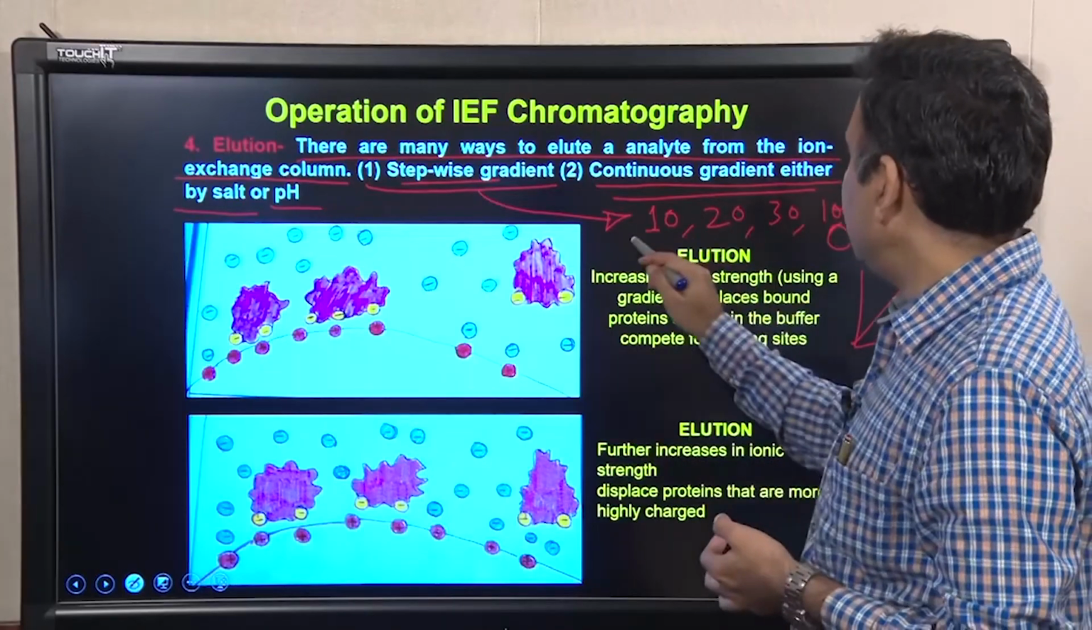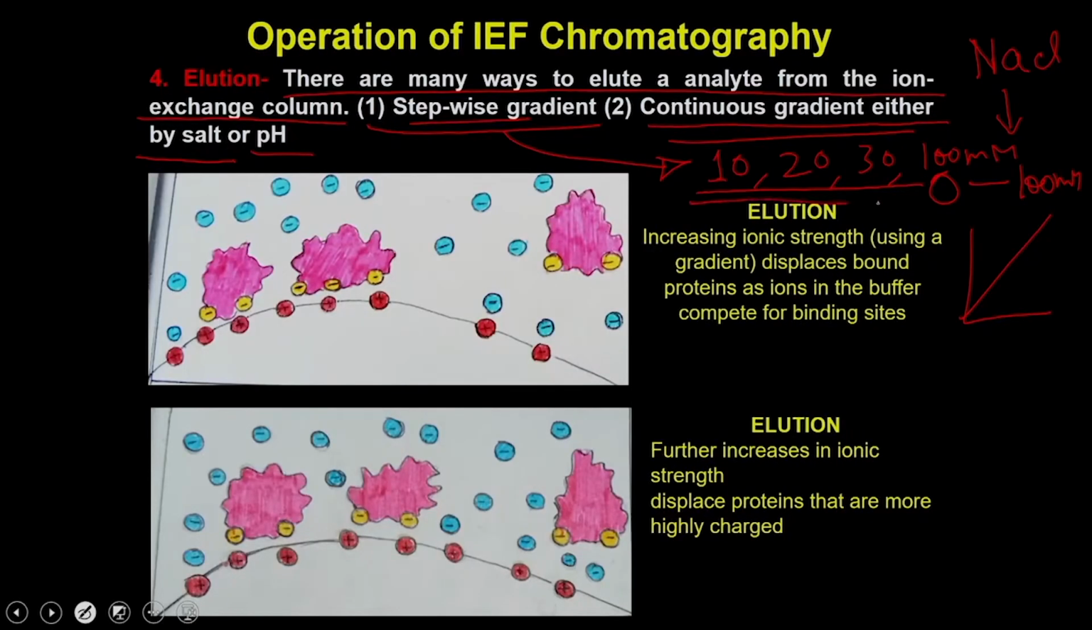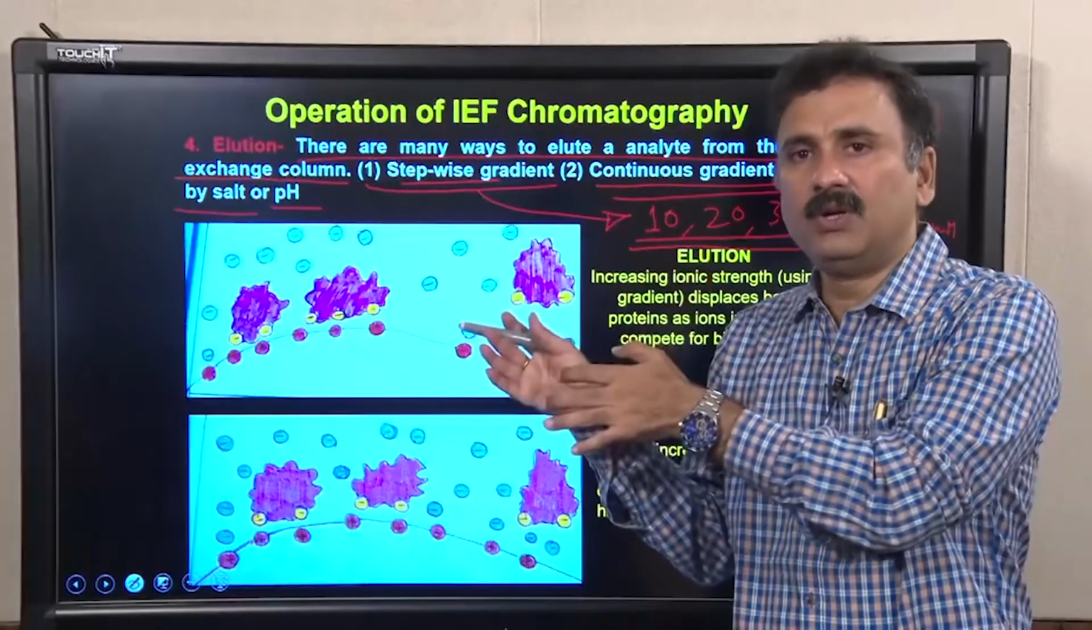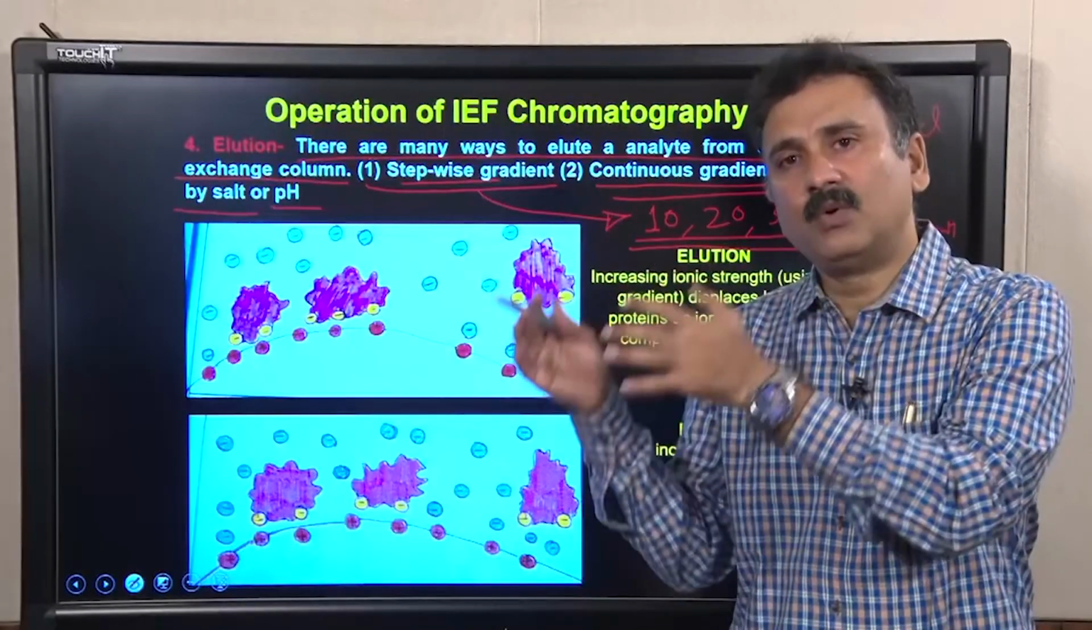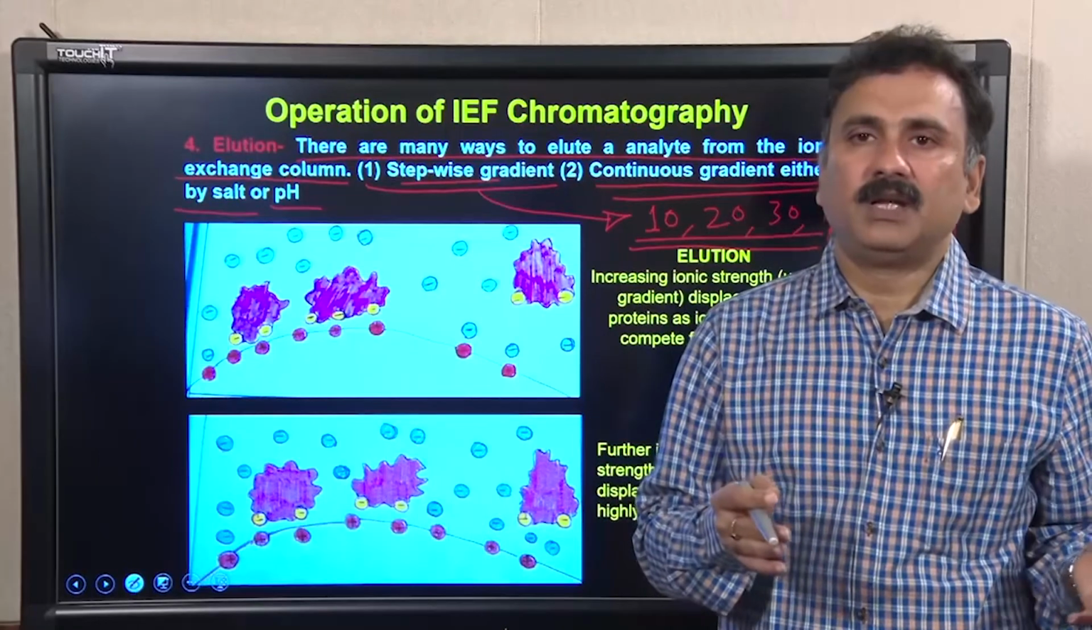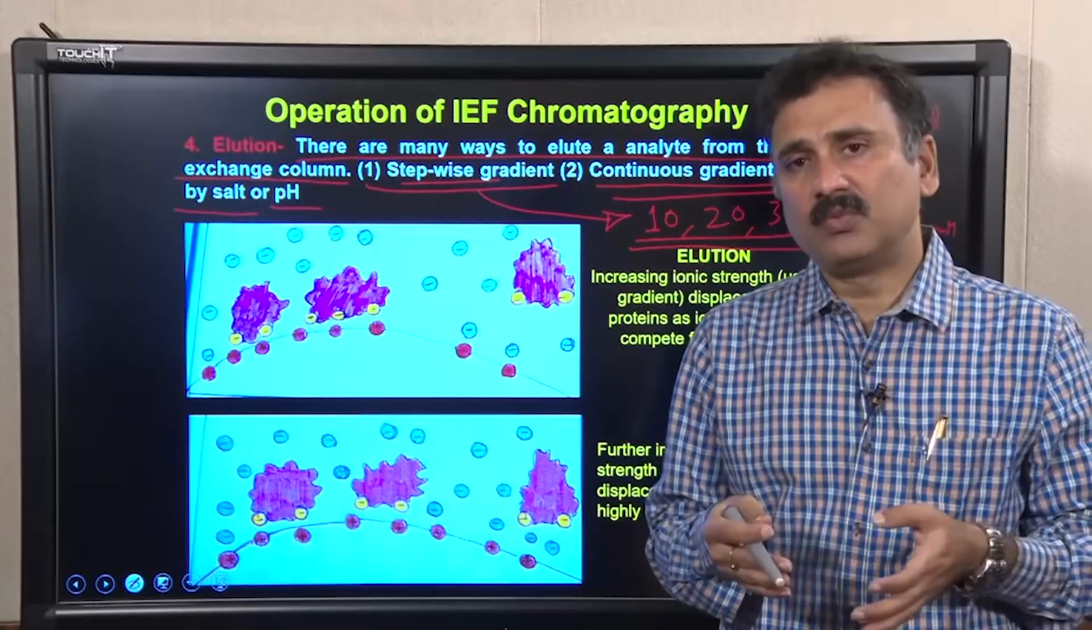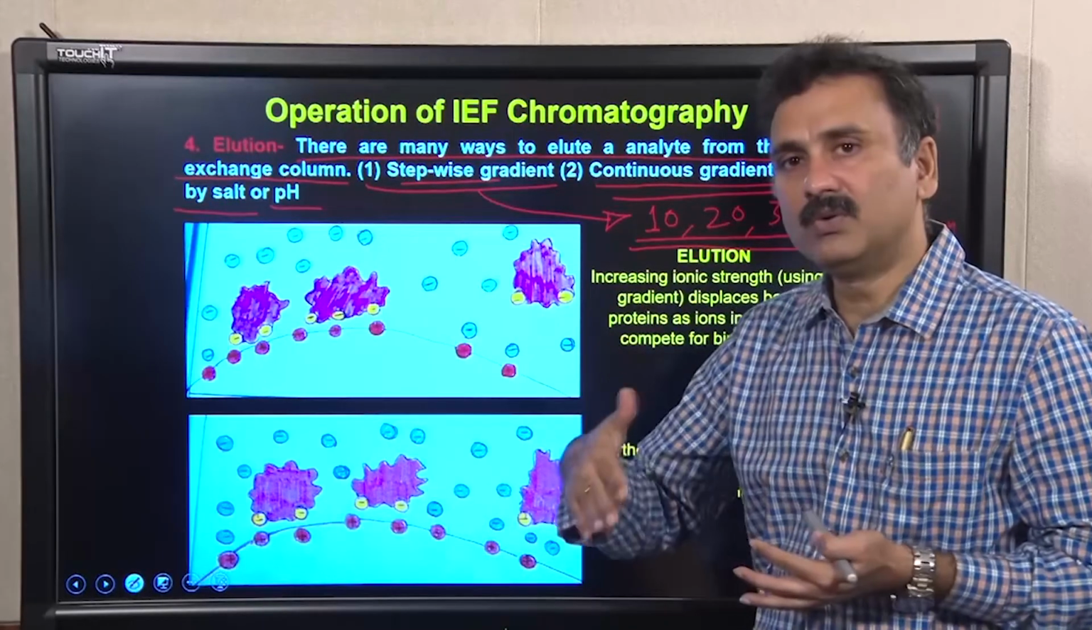The step gradient does not require any type of machine, and it can be done in manual mode, whereas the linear or continuous gradient requires a gradient mixer. This gradient can be made of either salt or pH, which means you can make a linear gradient of pH, so that it changes the pH. As the pH changes, it changes the charge on the protein, and that is how it comes out.